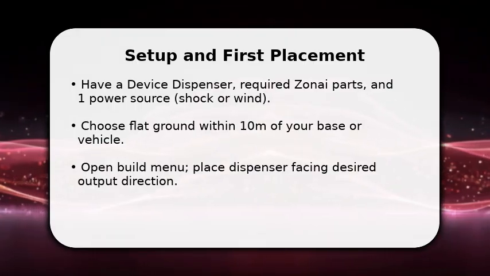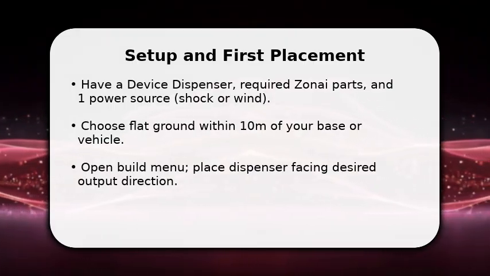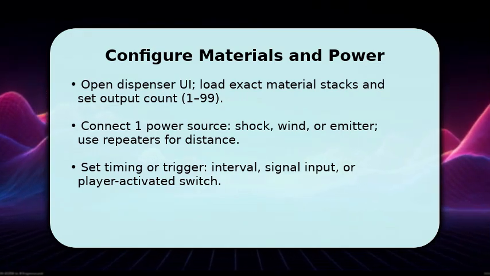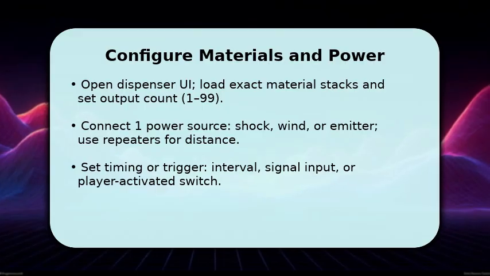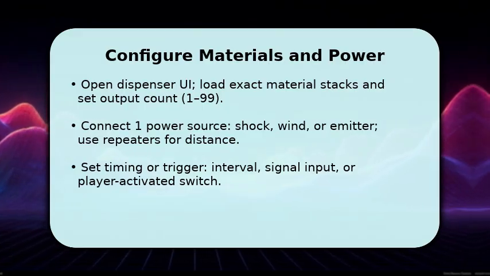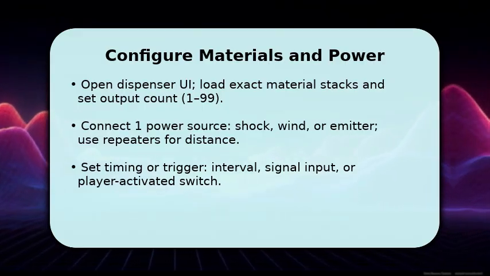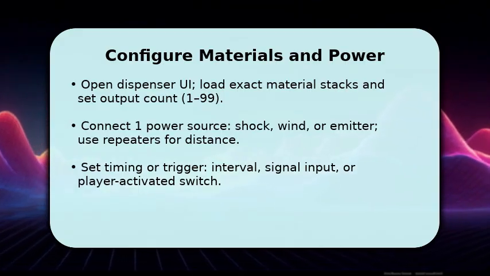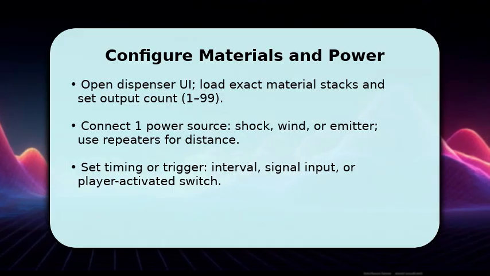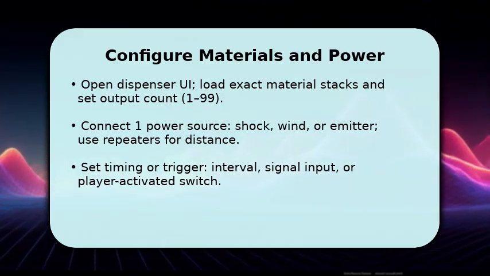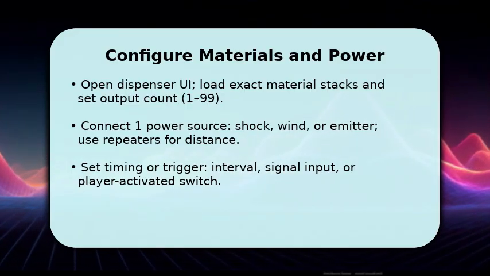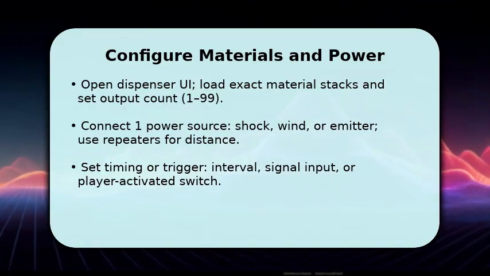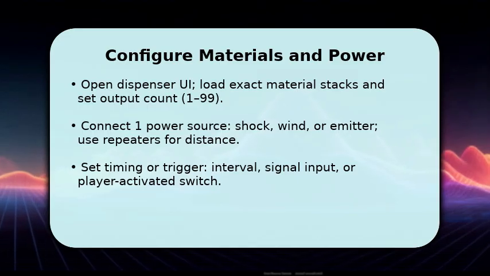Once done, open the dispenser UI and load the exact materials you want produced, specifying output count and stack sizes. You must connect a power source such as a shock or wind emitter, use repeaters or wiring to bridge long distances. Next, choose how the dispenser triggers: continuous interval, external signal, or manual switch, and set timing so production matches your need. Make sure the wiring polarity and timing align, otherwise the dispenser will remain idle despite power.